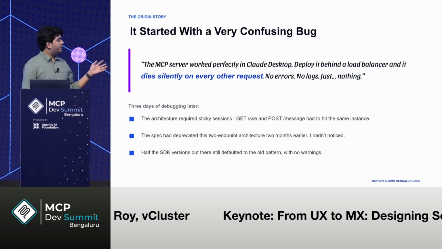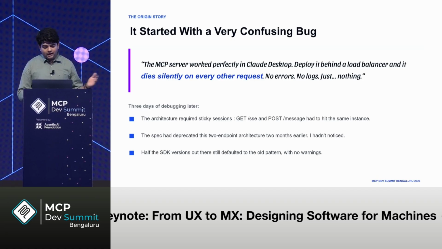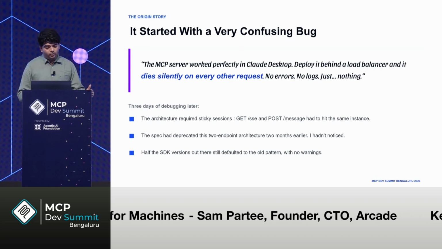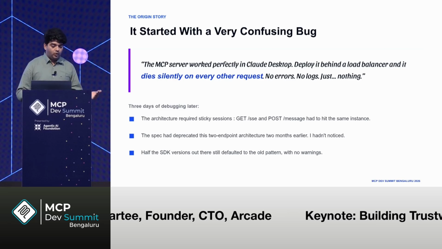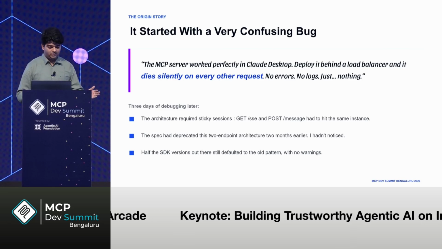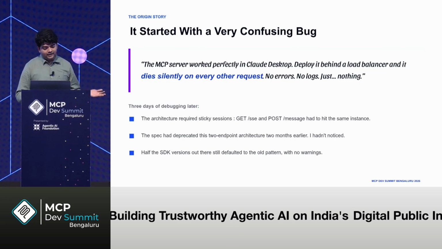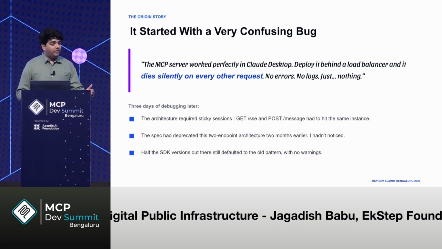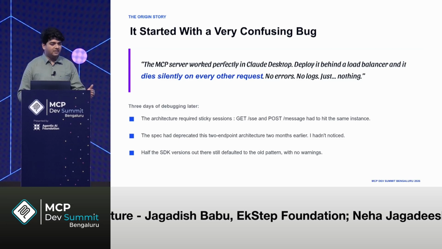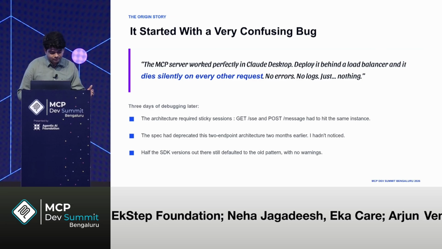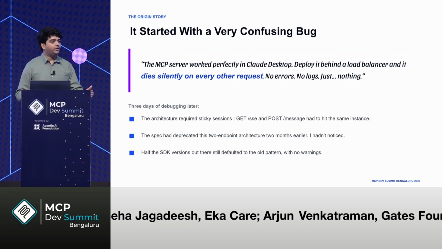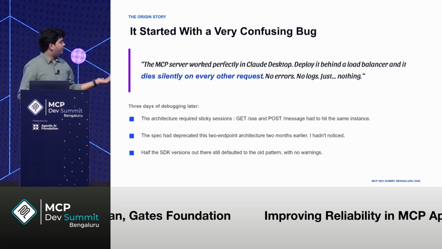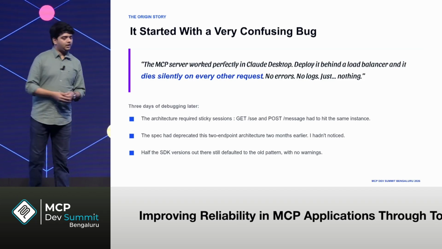After a lot of debugging and with the help of my peers, I came to the realization that the architecture required sticky sessions. So the GET calls and the POST calls, both endpoints, had to hit the same instance processes. Then the spec had deprecated it, or was about to deprecate it, across the different SDKs, which I didn't notice because there was no big announcement. It came in very swiftly and silently. And half of the SDK versions were still defaulting to the older transport, from when MCP protocol support was first added.